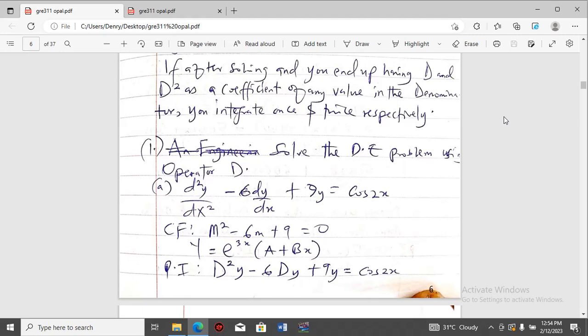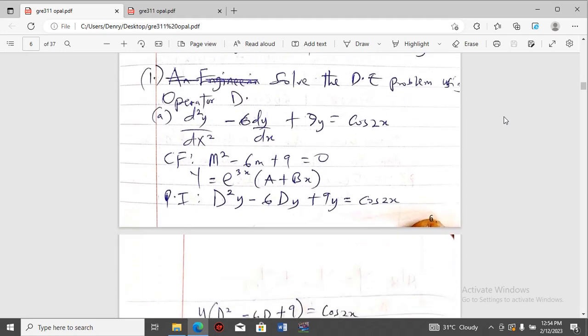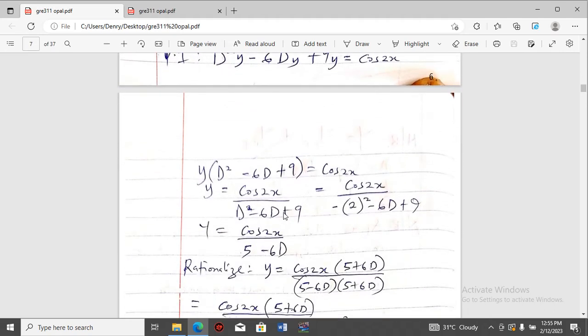So now, in place of d squared over dx squared, we have D squared y, and in place of d over dx, we have D. So you make y subject of the formula. After making y subject of the formula, you divide both sides by the coefficient of y, which is D squared minus 6D plus 9. Now pay attention as I explain this.